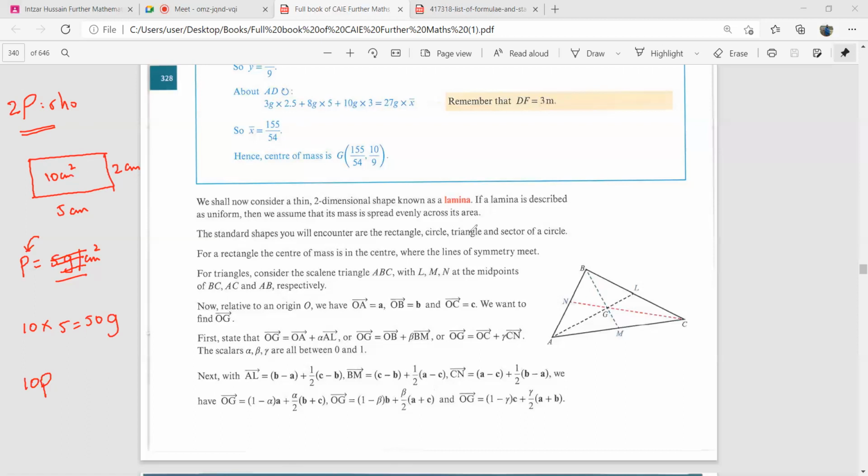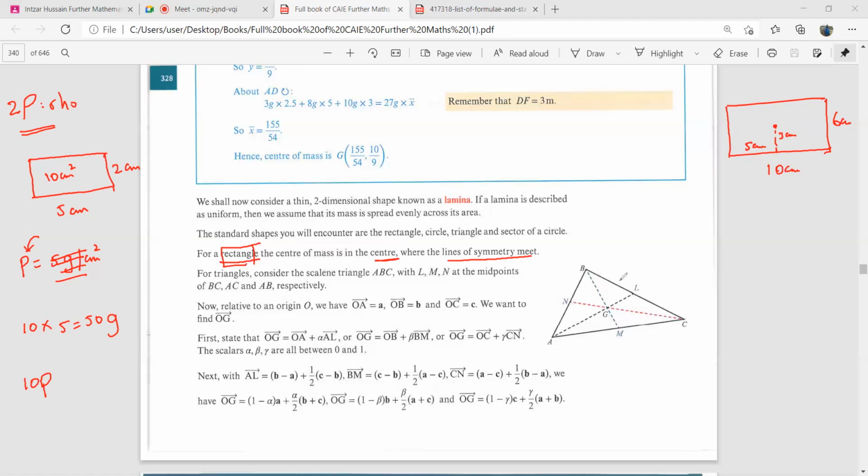When we talk about laminas, first of all, we go into rectangular laminas. For a rectangle, the center of mass is the center where the lines of symmetry meet. For instance, there is a rectangular lamina like this. Suppose this is 10 cm, this is 6 cm. So the center of mass would be acting at this point, which is 5 cm from here and 3 cm from here. That is how you determine the center of mass of a rectangular lamina.